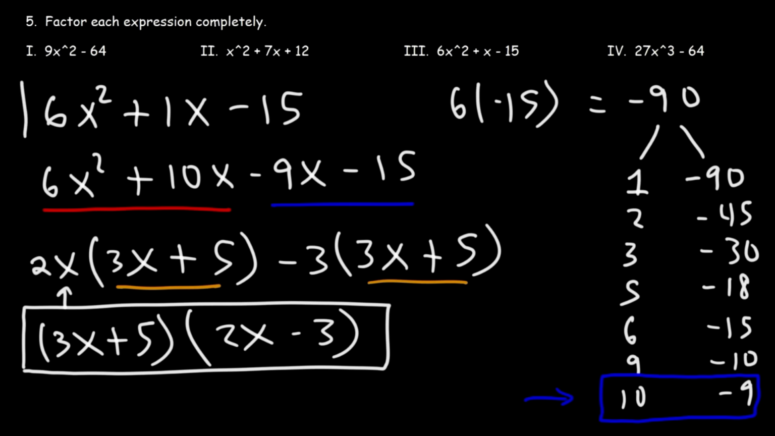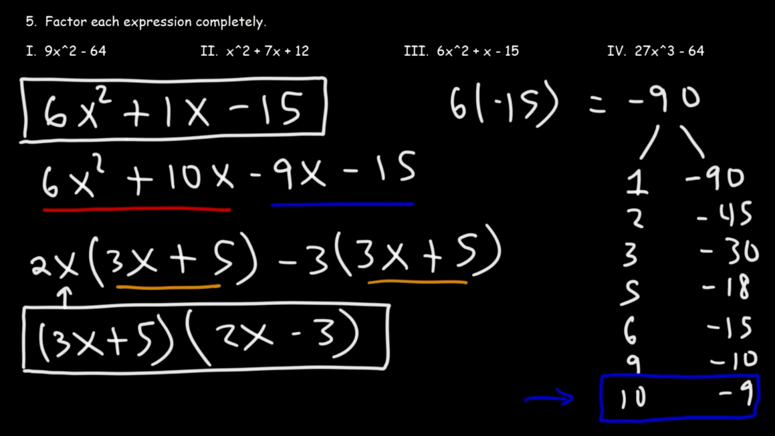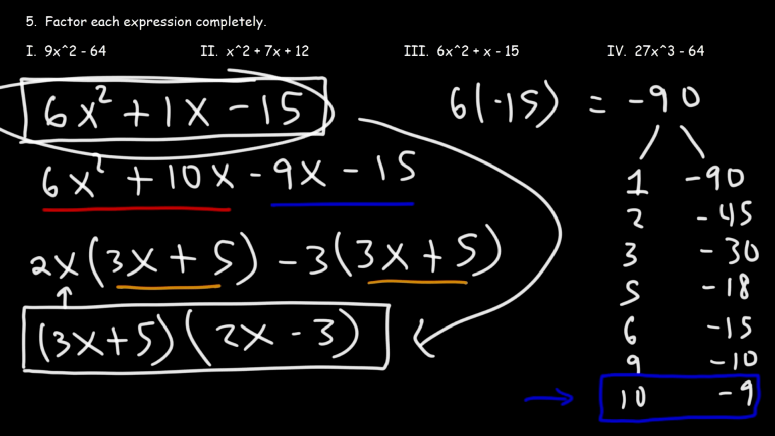It's equivalent to our original expression. And so that's how you can factor 6x squared plus x minus 15. It's going to be 3x plus 5 times 2x minus 3. And you could FOIL this expression to make sure that it's equal to this.